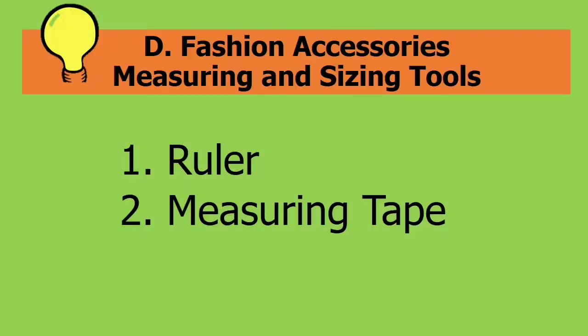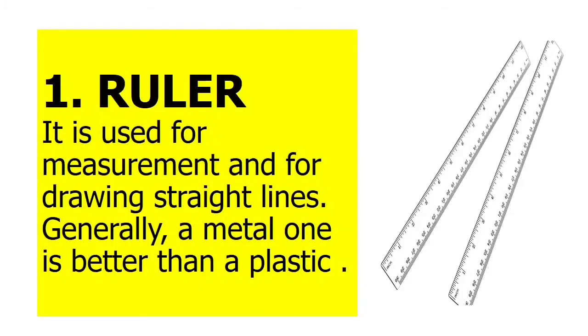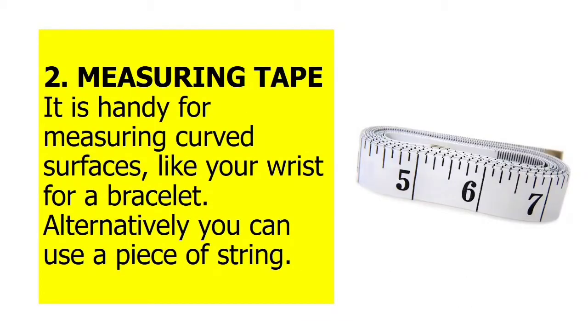Next are the measuring and sizing tools used in making fashion accessories. So we have 2: the ruler and the measuring tape. First, ruler. Ruler is used for measurement and for drawing straight lines. Generally, a metal one is better than a plastic one. Second one is the measuring tape. It is handy for measuring curved surfaces like your wrist for a bracelet. Alternatively, you can use a piece of string.